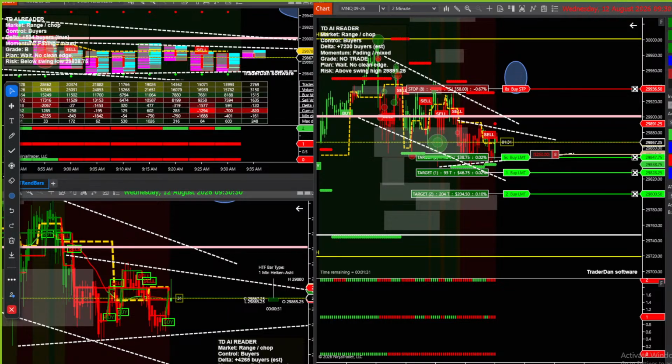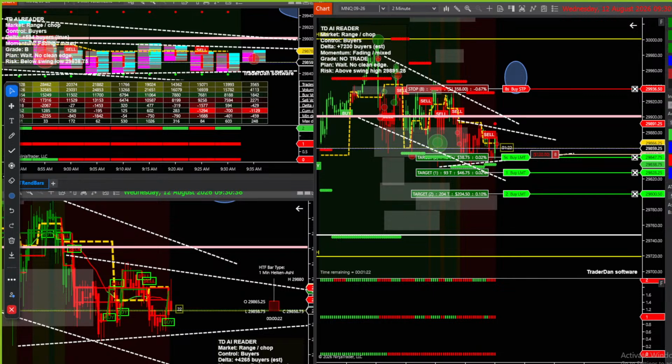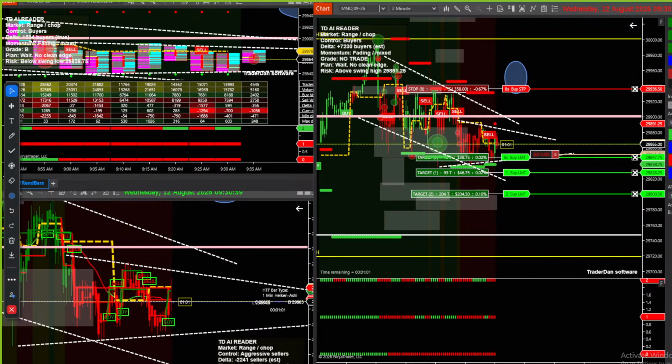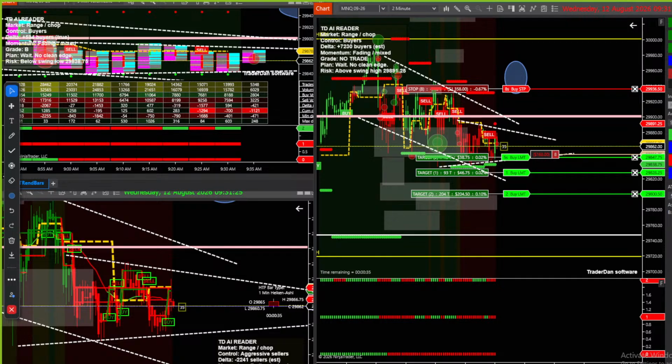Come on, flush it down. You suck the buyers in. Come on. Push it hard. No. Come on. Flush it.